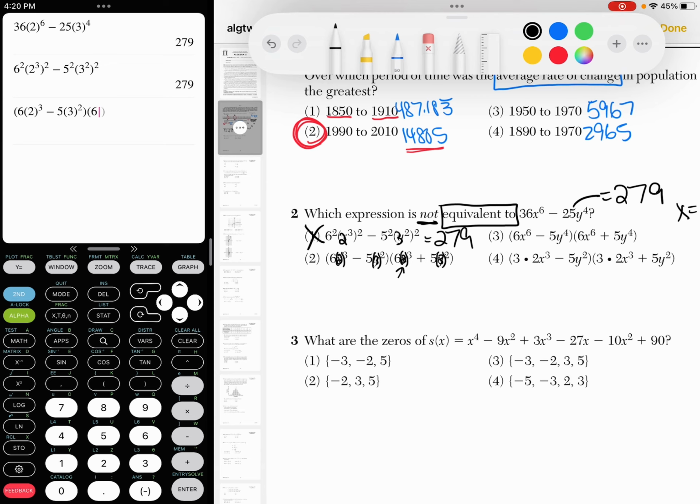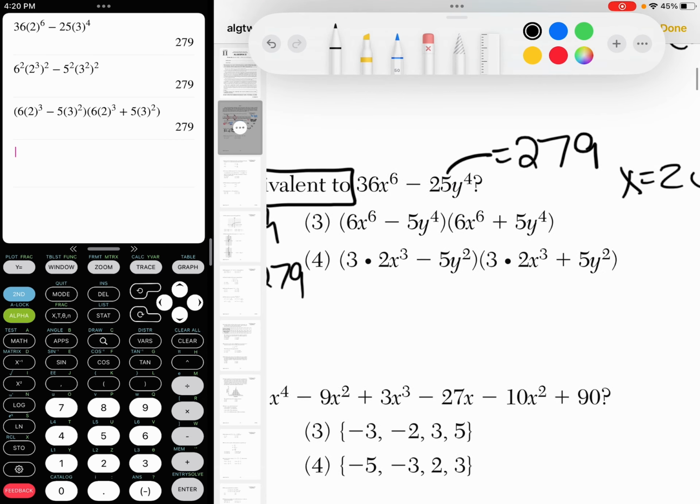So 6, then I'll type in the parentheses 2 to the 3rd plus 5 times 3 to the 2nd. And I again get 279. So that one is equivalent, aka that one would not be my answer. When you type in choice 3, I'll just show you. I'm not going to plug in choice 4. We know that it's equivalent. You should check all 4 choices if this was your actual exam. I just don't want to take up too much time.